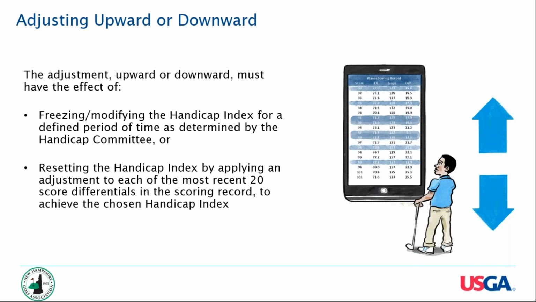So if you're adjusting upward or downward, it must have the effect of freezing or modifying the handicap index for a defined period of time as defined by the handicap committee, or resetting the handicap index by applying an adjustment to each of the most recent 20 score differentials in the scoring record to achieve the chosen handicap index. And there is the ability in the new GIN admin portal to do this.